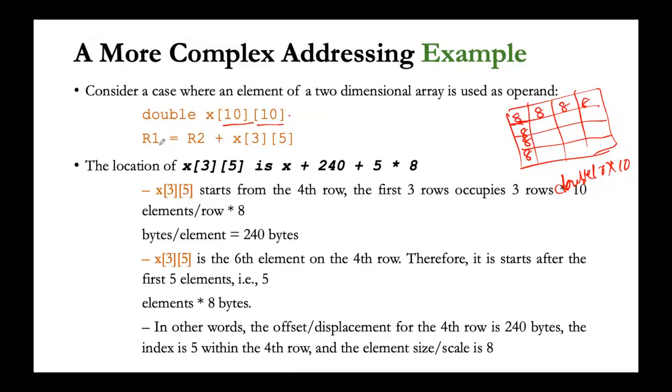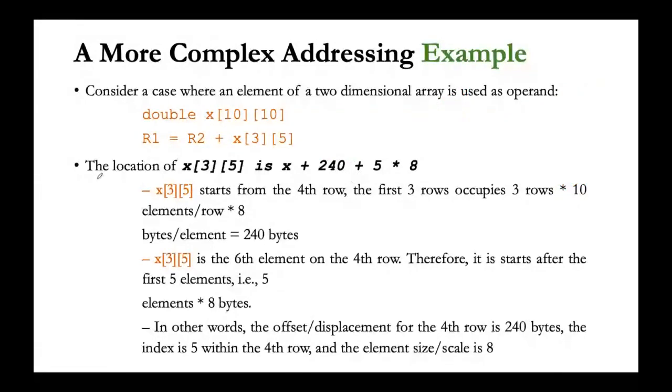So in this two-dimensional array, consider the elements as the operands. In this case, the operation is given: add the content of R2 with the two-dimensional element of your X, which is at the location third row and fifth column, and store that value in R1. So then what is the instruction design process for this?